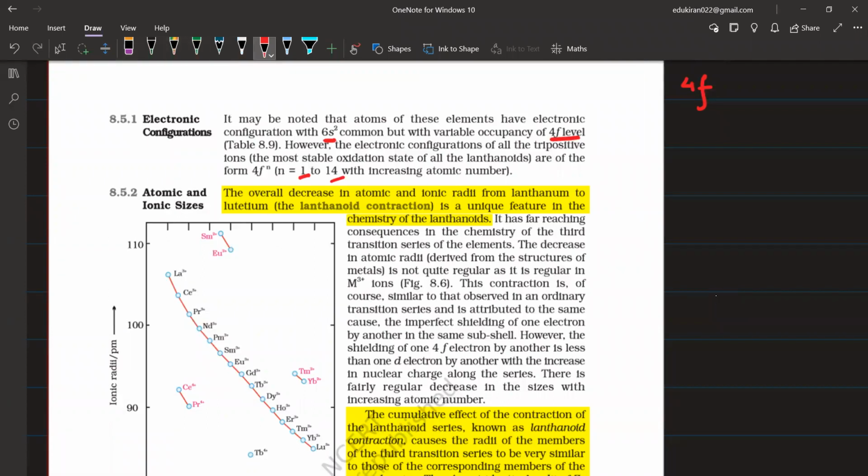Now, there is one important property, that of atomic and ionic sizes. As expected, since we go from left to right, there will be a decrease in size, since the atomic number is increasing and we are filling the electrons in the same shell. But the decrease in size is more than expected, and it is because of lanthanide contraction.